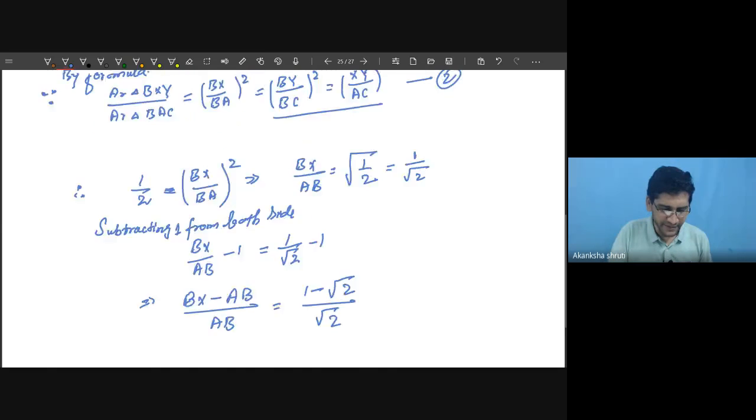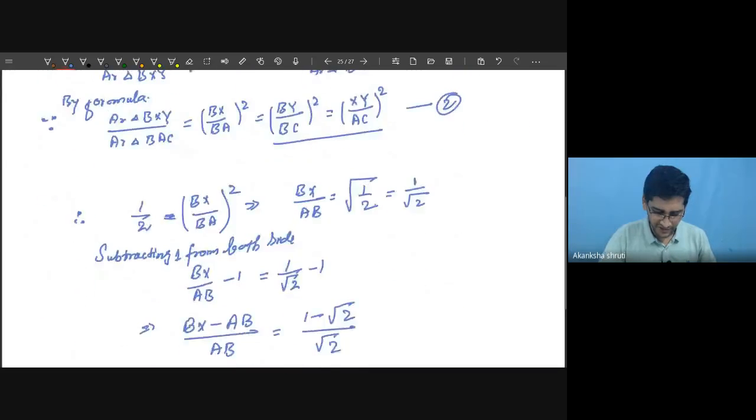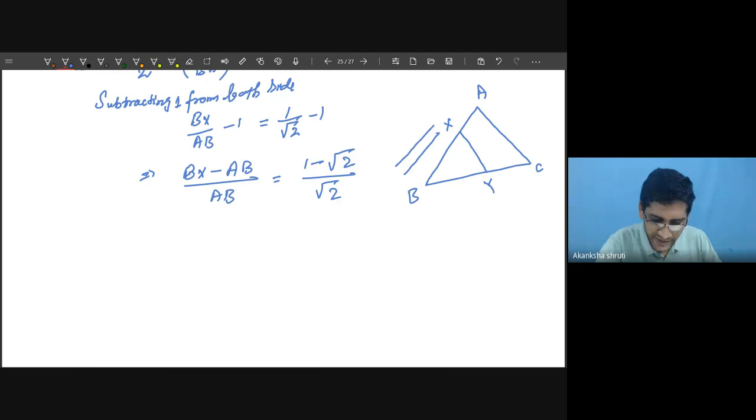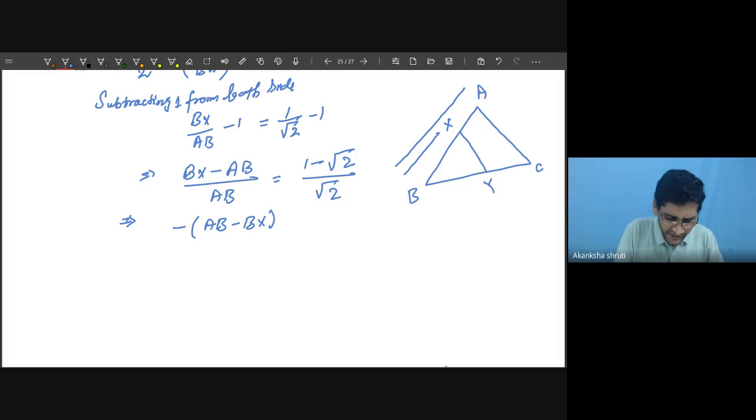Now what is BX minus AB? Observe the figure. Let me rewrite here for your understanding. It is our B, A, C, and the X and Y are here. Observe, student, it is our BX minus AB. Can we subtract the bigger length AB from the smaller length BX? No, we cannot subtract. So the better thing is to take the minus outside, that this is minus of AB minus BX. Take this outside, keep this AB as it is.